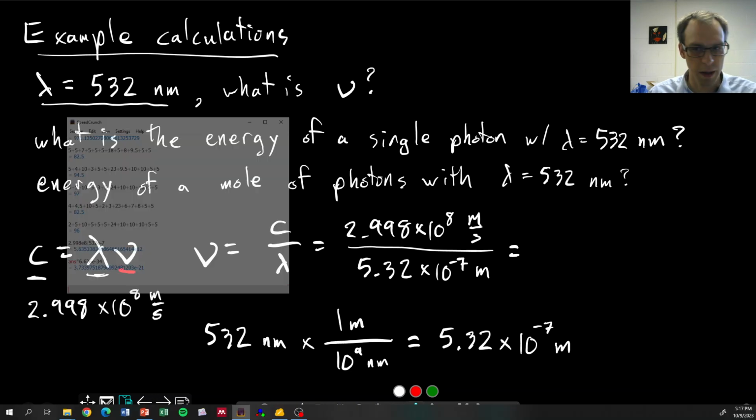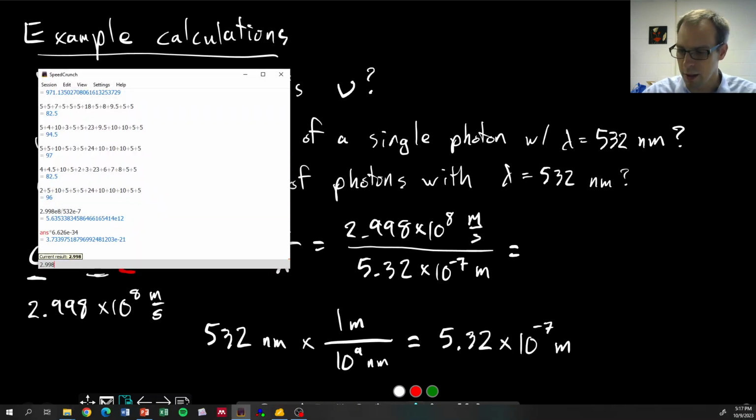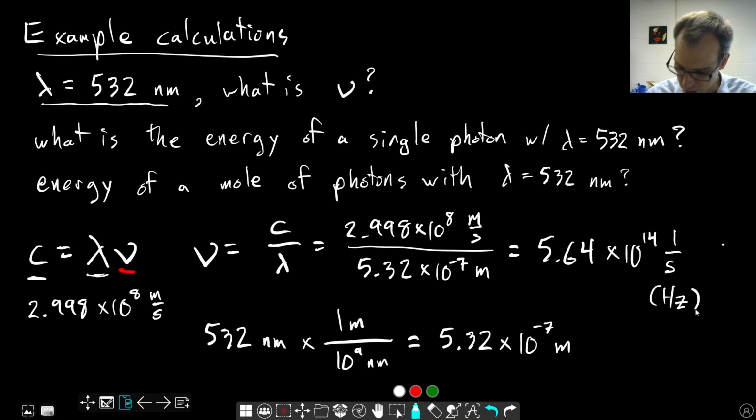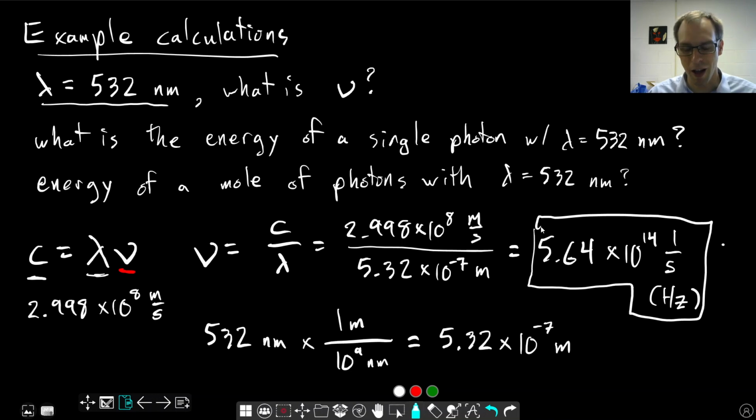All right, and if we plug that into the calculator, 2.998 times 10 to the 8th divided by 5.32 times 10 to the minus 7 gives us a frequency of 5.64 times 10 to the 14. Now this is going to be in units of 1 over seconds, or the same thing is hertz. Okay, so that's our frequency, 5.64 times 10 to the 14th. The frequency is very large, so that's pretty normal for light. We get very small wavelength, very large frequency. And those are inversely related because of this equation.